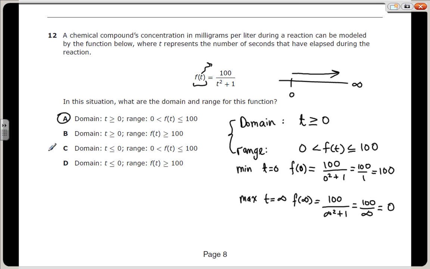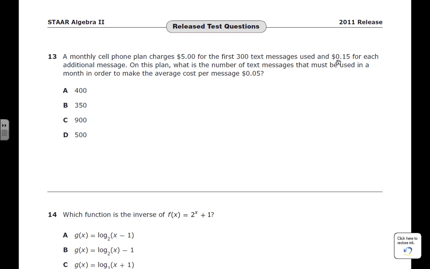Alright, now let's move on to the next question, question number 13. Question 13 says, a monthly cell phone plan charges $5 for the first 300 text messages used and 15 cents for each additional message. On this plan, what is the number of text messages that must be used in order to make the average cost 5 cents per message?